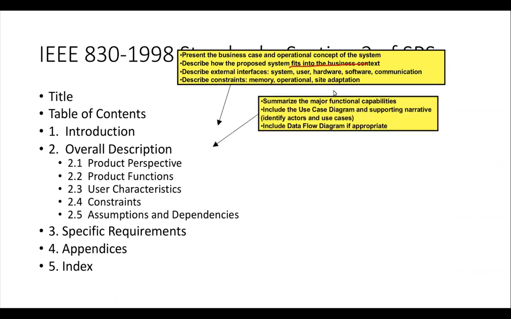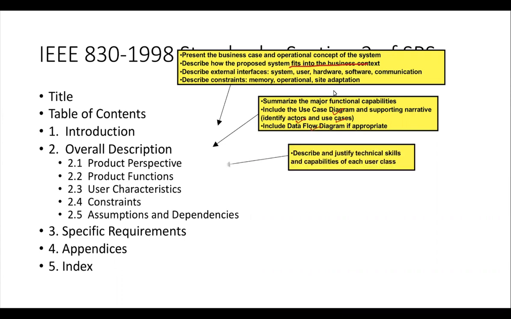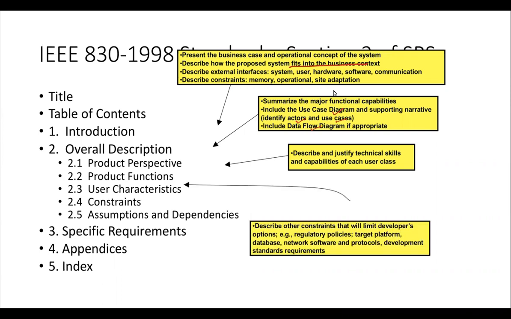In the first part, the overall description, we have a summarization of the major functional capabilities that would include the use case diagrams and supporting narratives, such as actors and use cases. We also have DFDs if appropriate. In the product perspective and functionality, we have information about the technical skills and capability of each user class. This is in 2.3, the user characteristics.